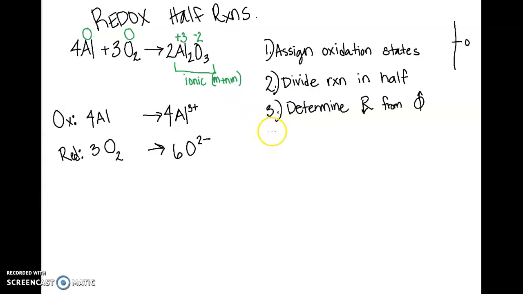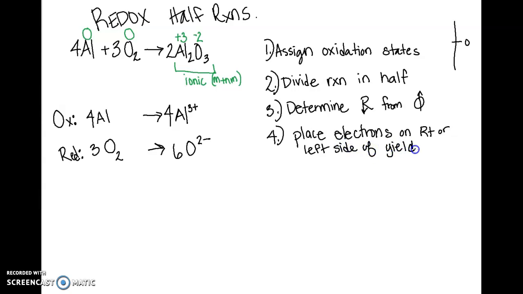So from there, I place electrons on the appropriate side of the arrow. So how can we simplify that? Place electrons on the right or left side of the yield sign. Remember, we don't use equal signs for reactions, yield sign. So how do I know right or left?